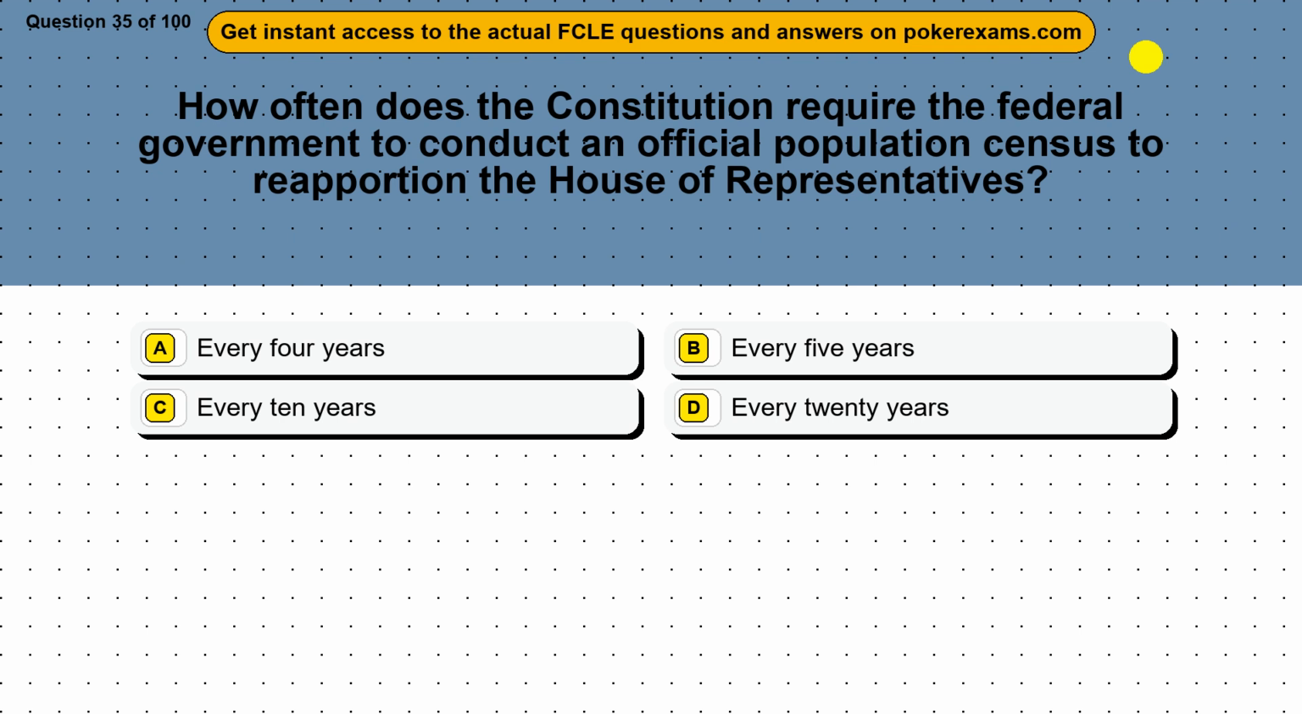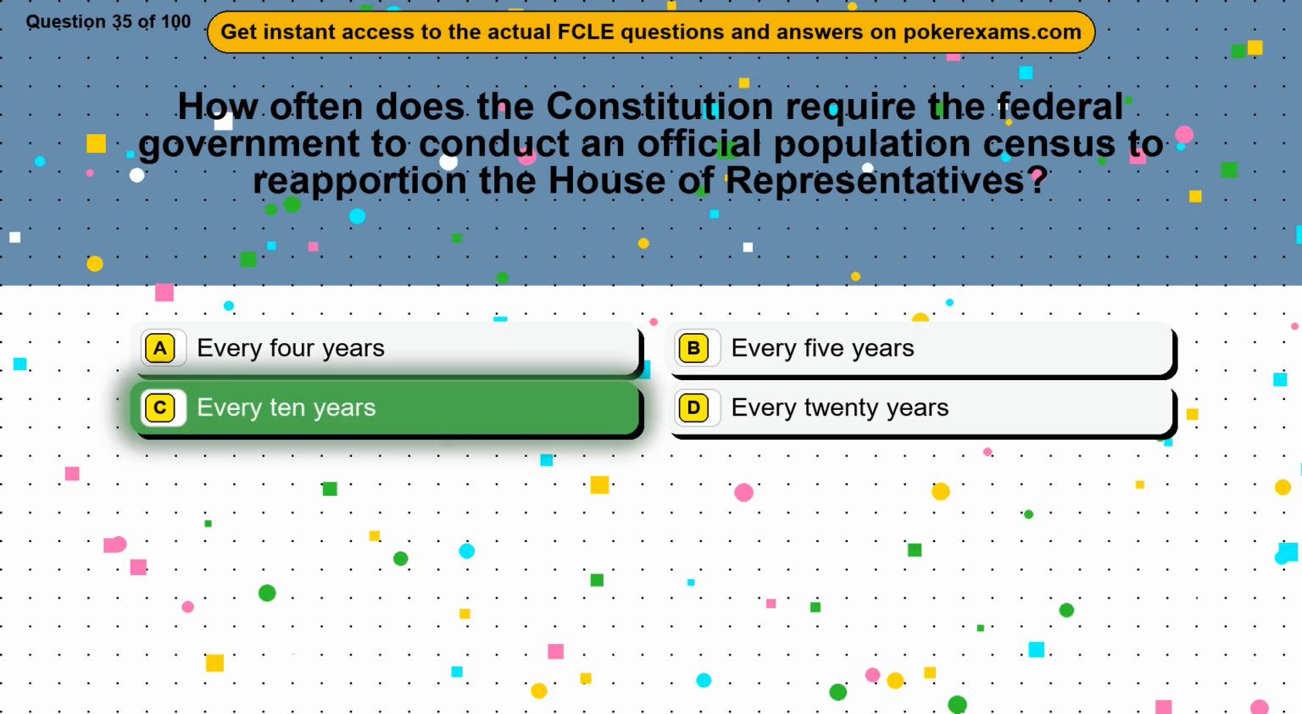Question 35. How often does the Constitution require the federal government to conduct an official population census to reapportion the House of Representatives? Option A. Every 4 years. Option B. Every 5 years. Option C. Every 10 years. Option D. Every 20 years. The correct answer is option C.